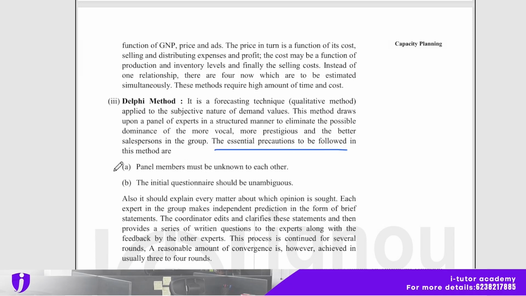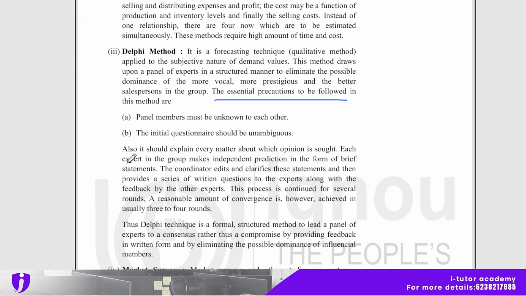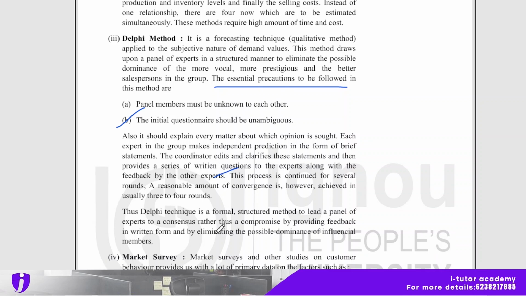The essential precautions to be followed in this method are that panel members must be unknown to each other and the initial question should be unambiguous. Also, it should explain every matter about which opinion is sought. Each expert in the group makes an independent prediction in the form of a brief statement, and the coordinator edits and clarifies these statements and then provides a series of written questions to the experts along with the feedback from the other experts.